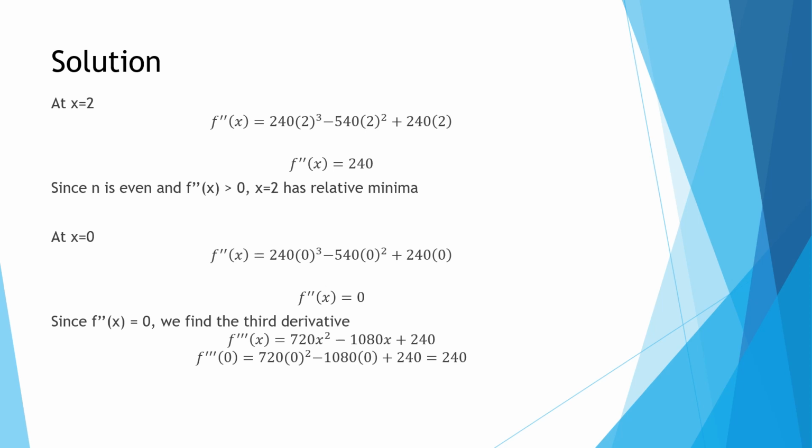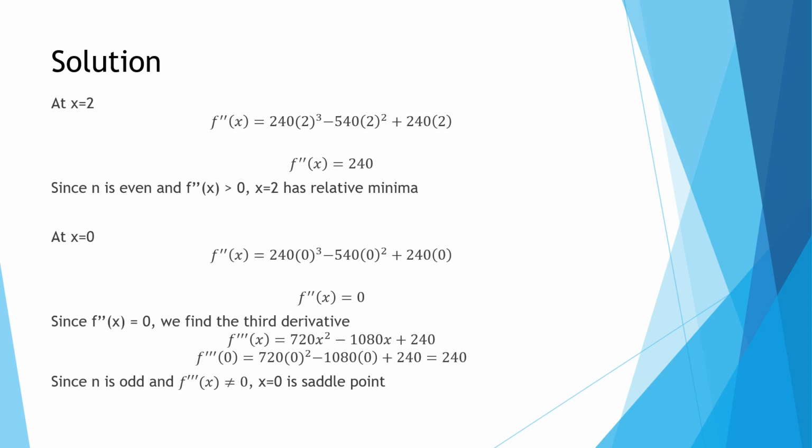So the functional value of the third derivative at x is equal to 0 is plus 240. Since it is a positive number, what does the condition state? We can only say whether it's a maxima or minima if n is even, if the derivative is even. But this is the third derivative and therefore it is an odd derivative. So since n is odd and the third derivative is not equal to 0, we can say that at x is equal to 0, it is a saddle point.